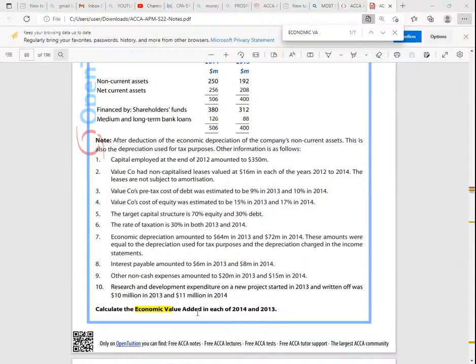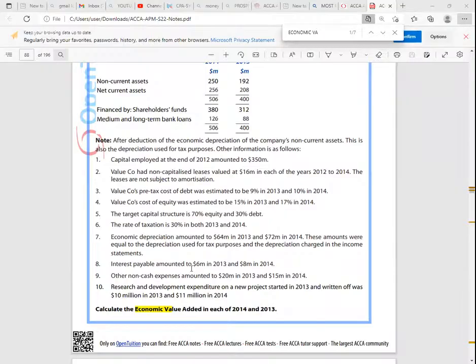So let me see what the other students are saying. Wilfred, 16, 16. Eric Odinga, 16, 16. 16 for both years, but she's putting a question mark. Fatima, stop doubting yourself. Never be doubting yourself. Give us a figure without question marks. 16, 16.